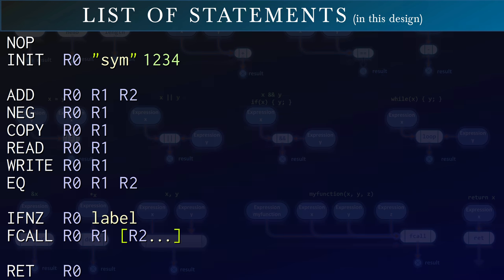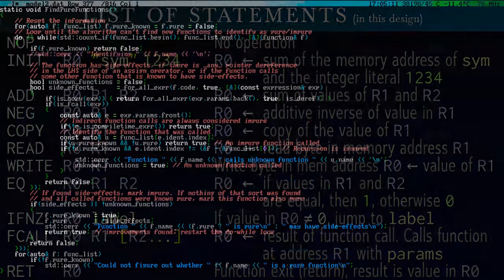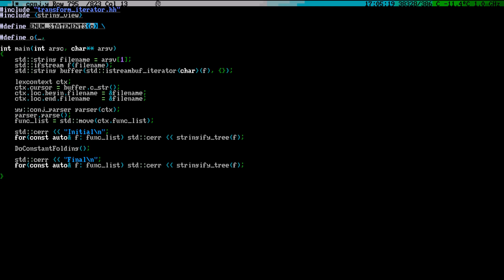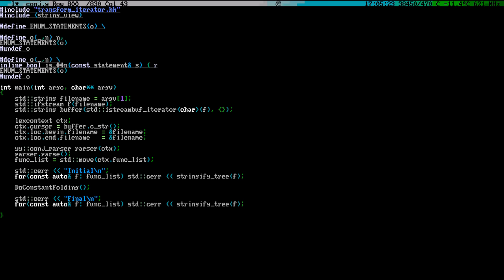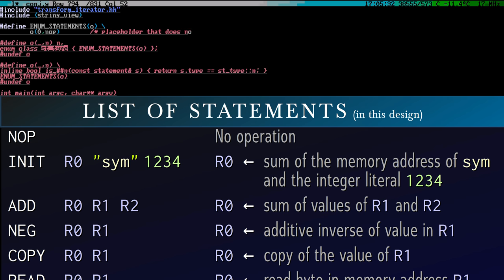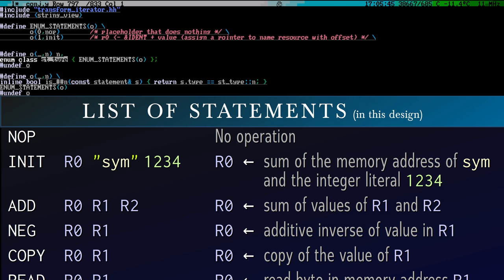Say hello to our new atoms! Hello! Our next intermediate representation is going to be made of sequences of these instructions. Some people call this a three-address code, but I just prefer calling them statements. Sometimes I will call them instructions. The NOP statement will be a placeholder that does not do anything. The init statement will initialize the target register with a reference to a function or another global symbol, or an integer literal, or the sum of both.